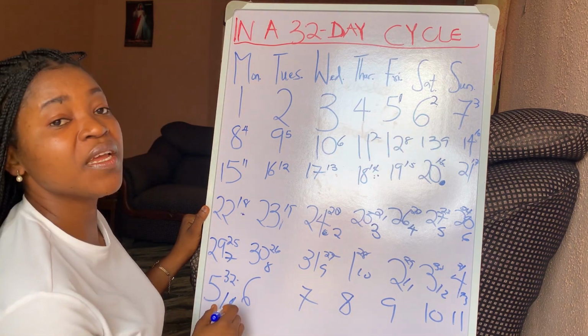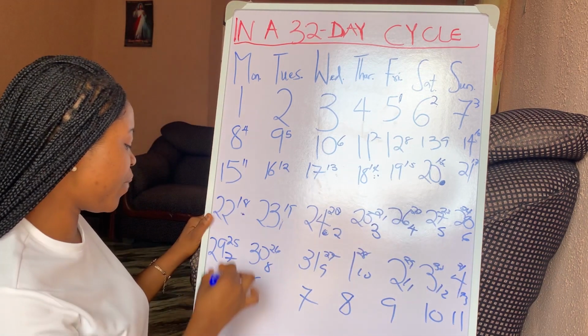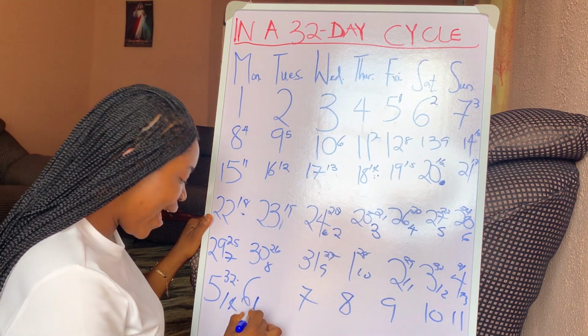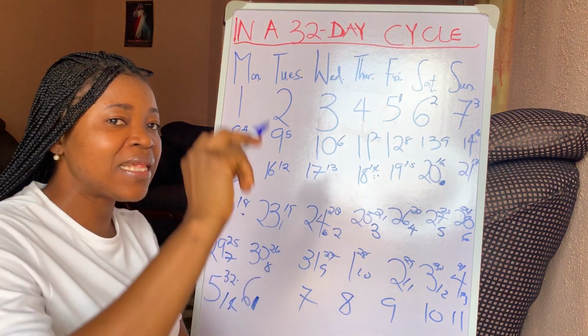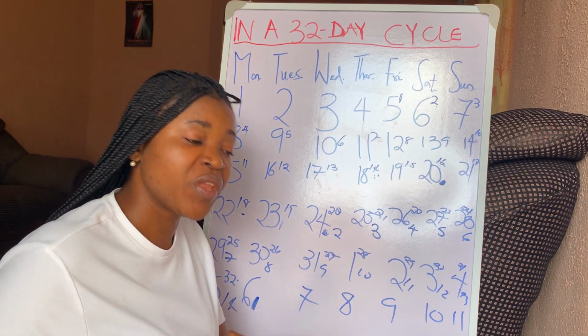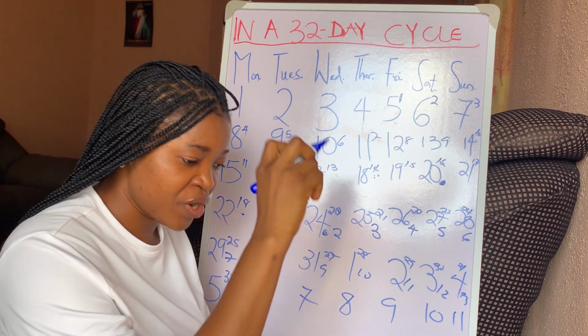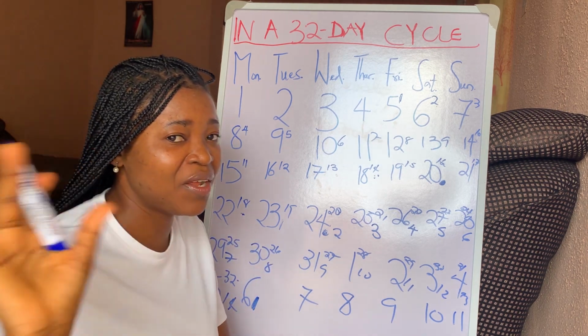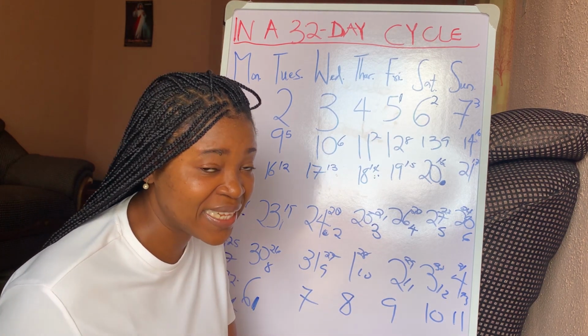1, 2, 3, 4, 5, 6, 7, 8, 9, 10, 11, 12, 13, 14. You see, 14 days to your menstrual, because this is the last day of your menstrual cycle. So this is the next cycle. You know, it's a cycle, it doesn't break, it continues. Like a circle, it doesn't break out; once it breaks out, it's another shape, it's no longer a circle.